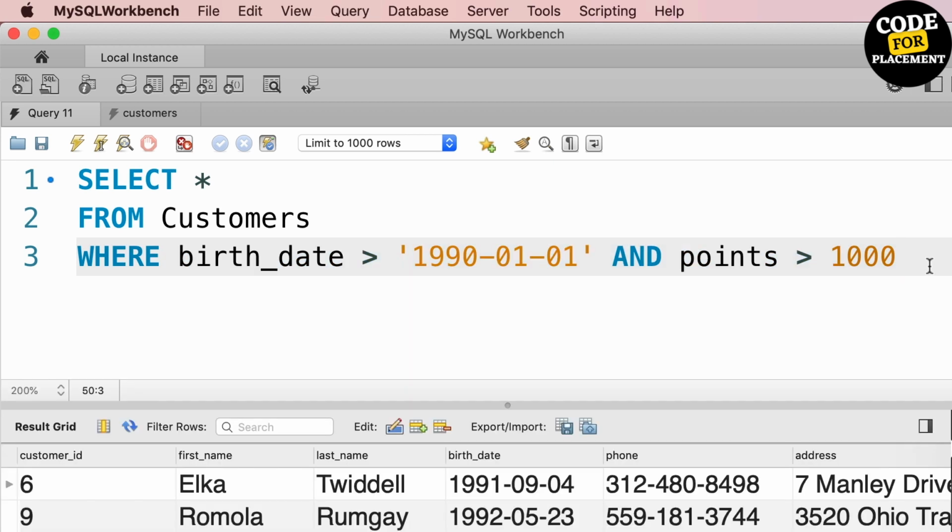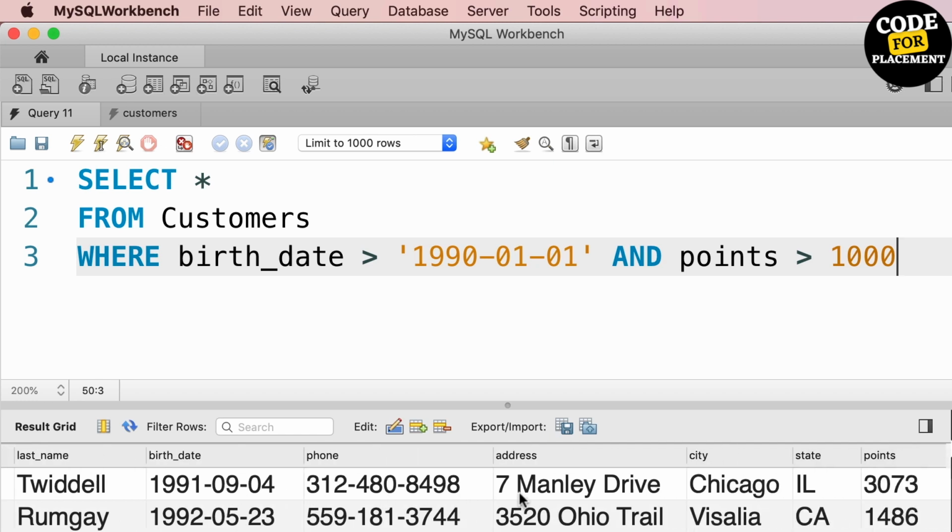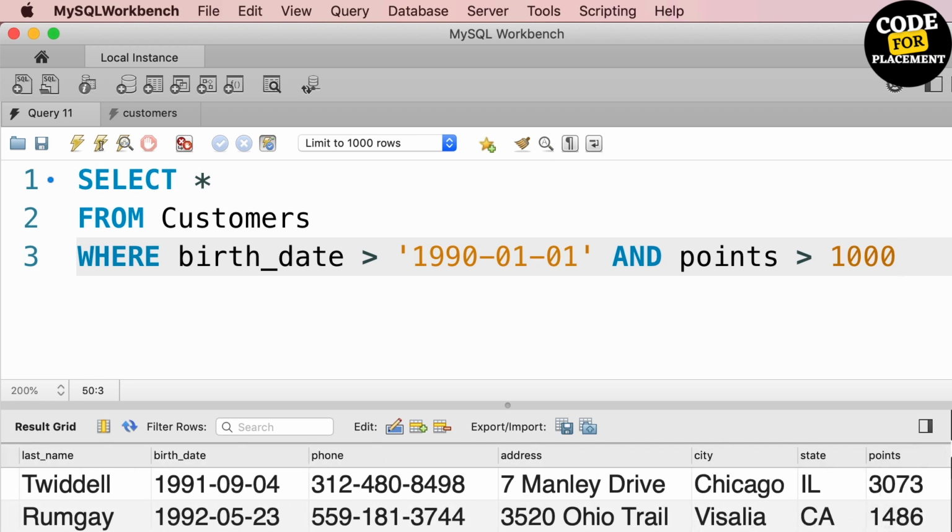When it satisfies both conditions, my output is going to give, as you can see below, rows that satisfy the birth date as well as the points. So points are also greater than 1000 and my birth date is also greater than 1st January 1990. So AND means it has to satisfy both of them.